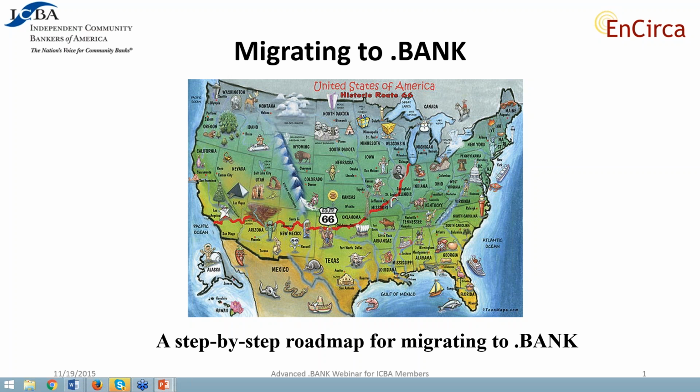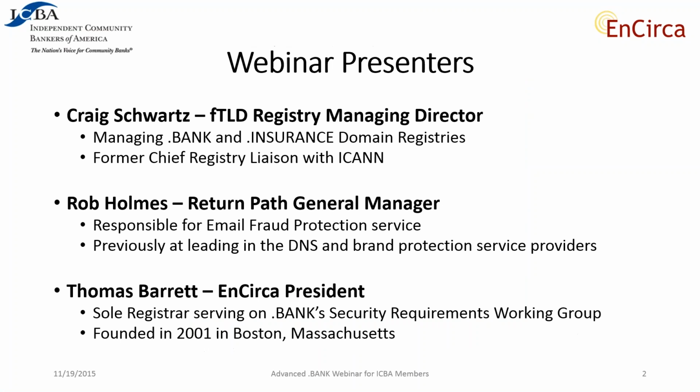Welcome to today's webinar, Migrating to .bank, a step-by-step roadmap for transferring to .bank. These will be our presenters today. First, we have FTLD Registry Managing Director Craig Schwartz, managing .bank and .insurance domain registries. He is former Chief Registry Liaison with ICANN. We also have Rob Holmes, General Manager for Return Path, responsible for email fraud protection services, previously leading in the DNS and brand protection service providers. And then finally, President of Encirca, Thomas Barrett. Encirca is the sole registrar serving on .bank Security Requirements Working Group. Encirca was founded in 2001 in Boston, Mass.